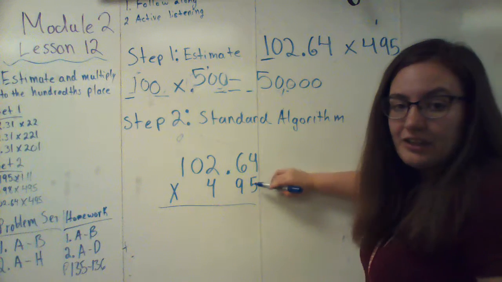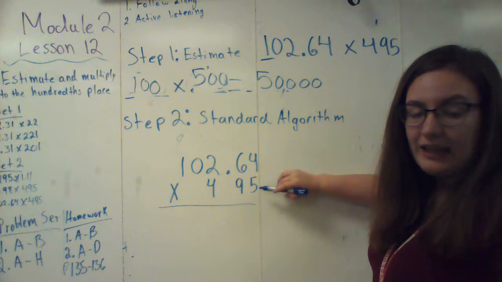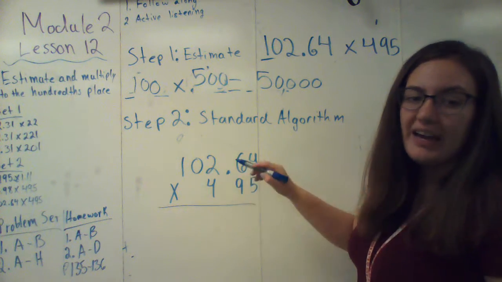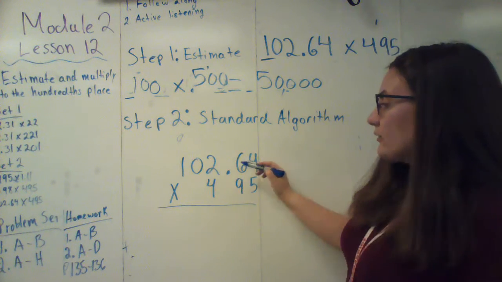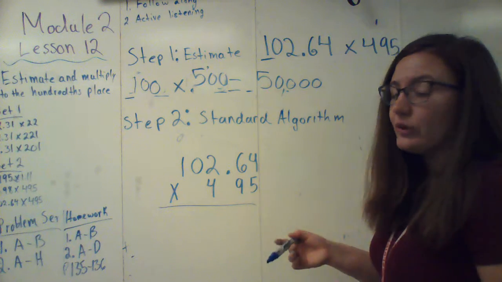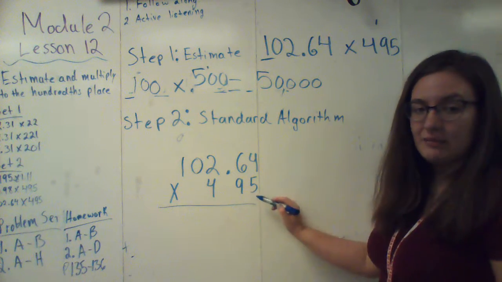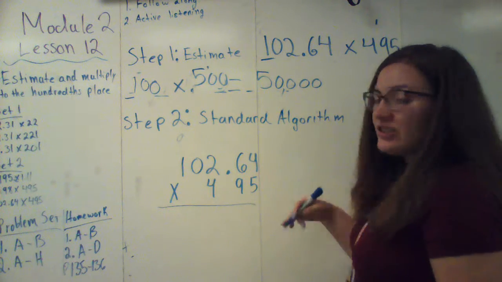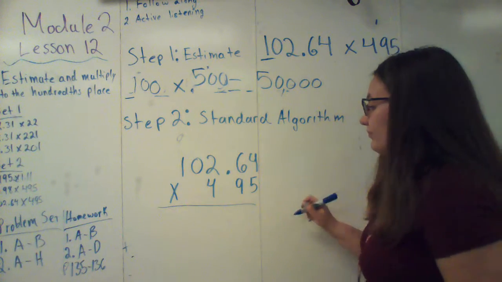I usually like to have the number with the least amount of digits on the bottom, so I don't have to do as much multiplying. If I had it the other way, I would have to multiply each of these 5 factors by 495, and that's a lot of work. So try to have the number with the least amount of digits on the bottom. You'll still get the same answer either way, though.